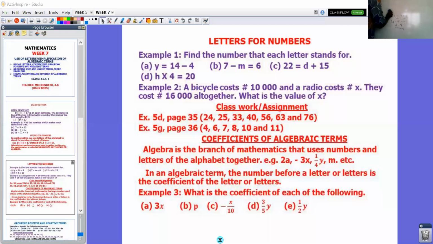But meanwhile, I will show my working. Question D, we said h times 4 is equal to 20. So here I'm going to divide both sides by 4, because it's multiplication. So this 4 will take out this 4. So I have h equals 20 divided by 4, I have 5. So all of you that got 5, you are very correct.